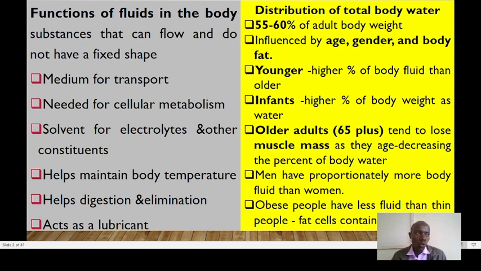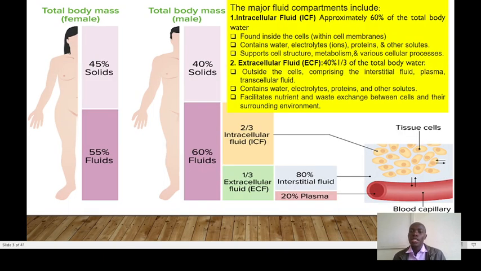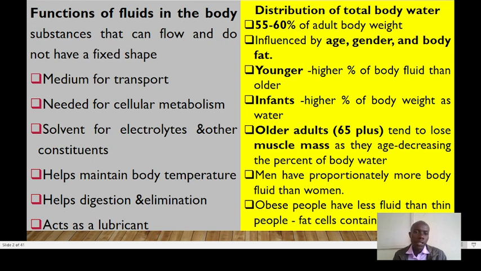Distribution of the total body water. If you look at the total body and compare what is the solid part and what is the fluid part, you find that 55 to 60% of body weight is made of water, and this is normally influenced by a number of factors. It could be age, gender, or body fat. As for age, younger people have a higher percentage of body fluid compared to adults. This is equally true for infants. They have a higher percentage of body weight as water.